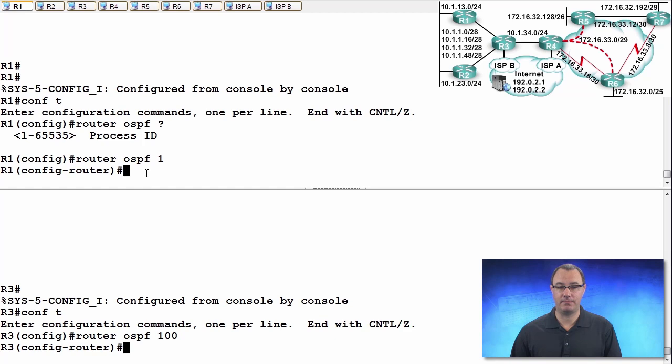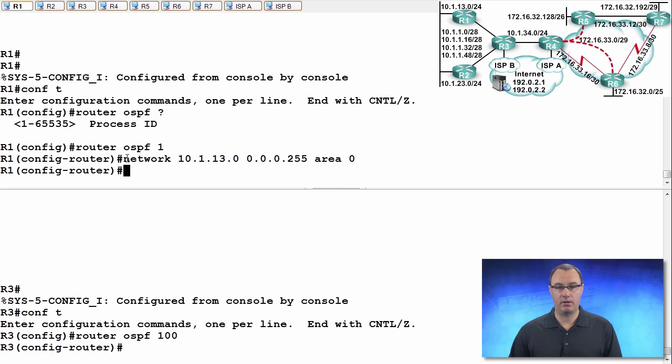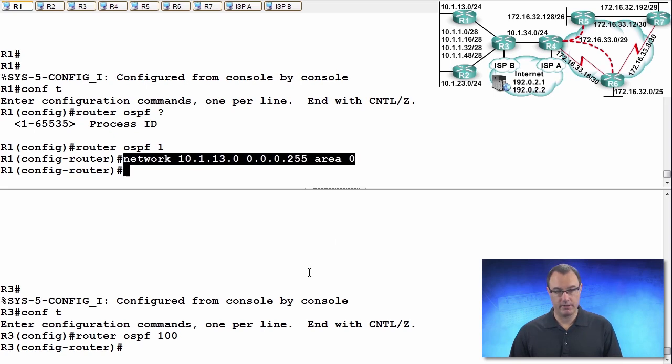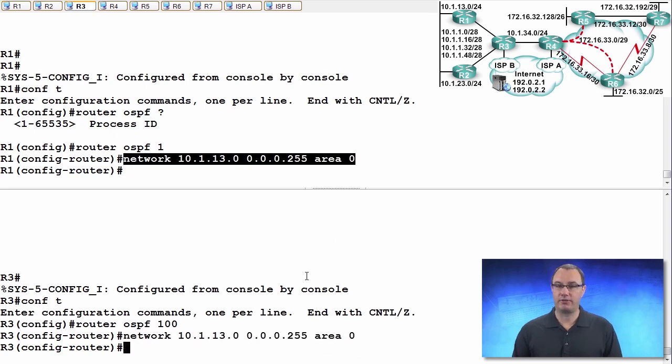So I'm going to do the following. I'm going to set up OSPF between R1 and R2. Just going to set up a neighbor relationship in area 0. It's a mismatched process ID. Will they form an adjacency? The answer is yes. They will form an adjacency.